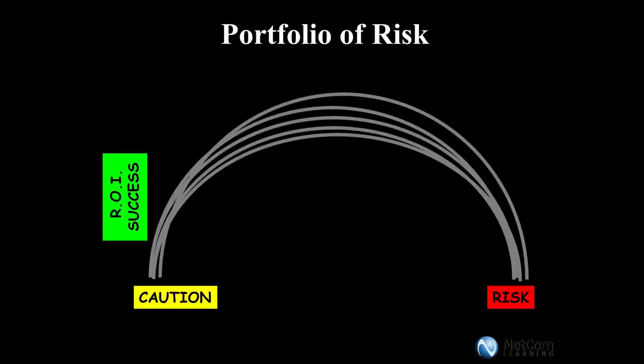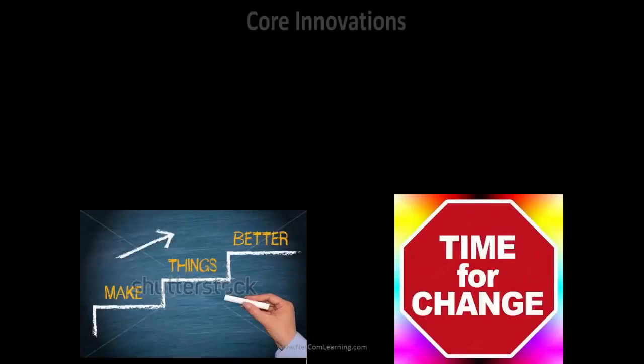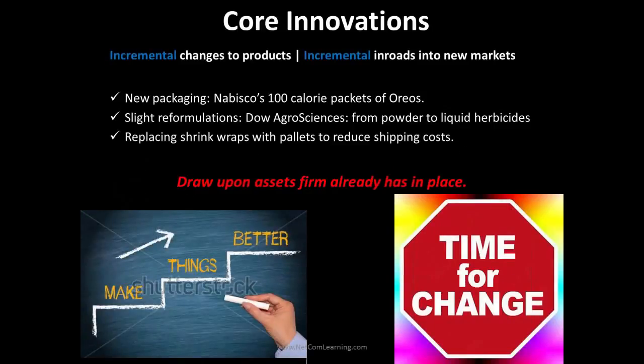So by using this portfolio of innovation matrix, we assure that we have a well-balanced portfolio of innovation, where we're not being too cautious, which has inherent risks, and we are not completely transformational, where, again, that also has its inherent risks. Now, core innovation, let's give some examples. Nabisco came up with the 100-calorie packet of Oreo cookies. Now, that's an example of a core innovation because essentially it's the same cookie, but it's packaged in 100 calories.